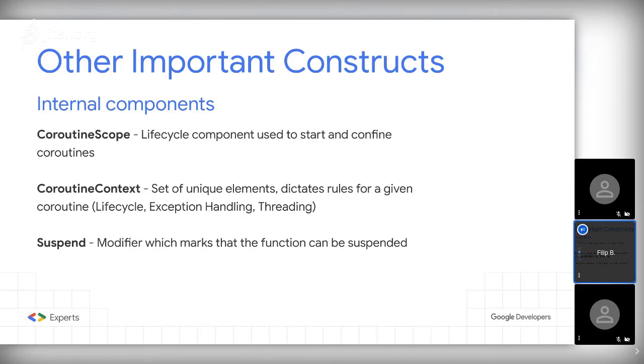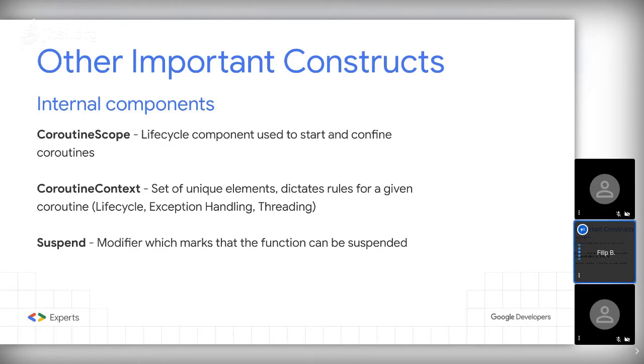So if you have that coroutine scope and you want your coroutines to run on the main thread, one of the coroutine context elements may be the threading mechanism, which is the dispatcher, which will give you the ability to say, okay, when I run coroutines in this scope, I want it to run on the main thread.